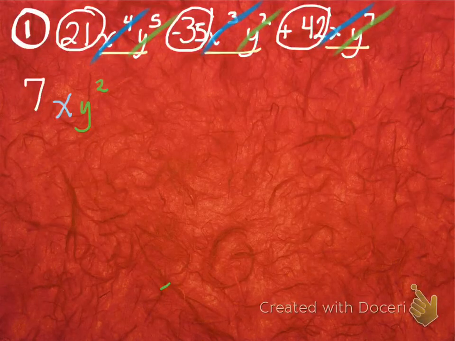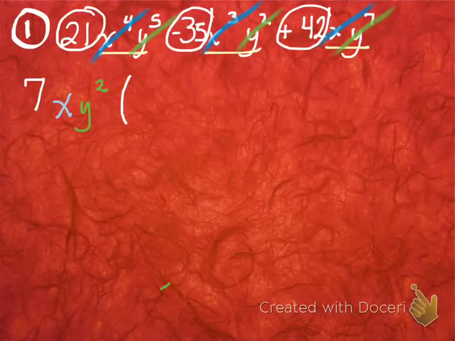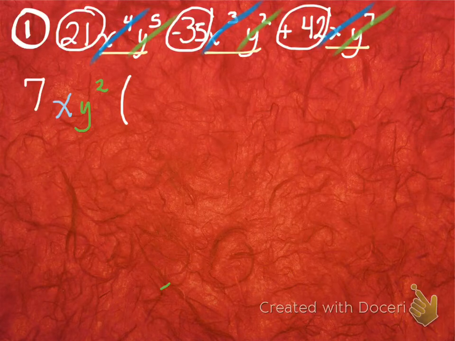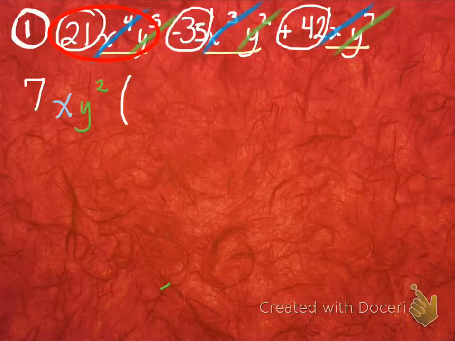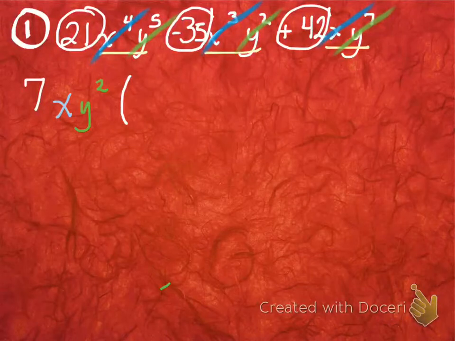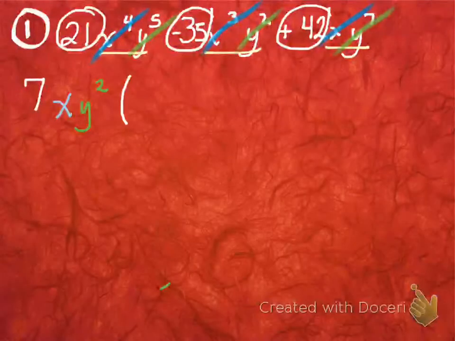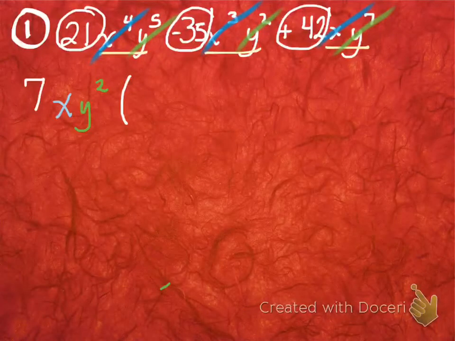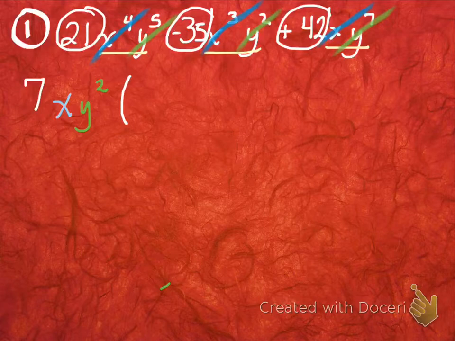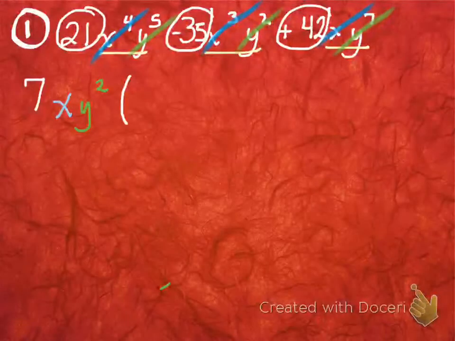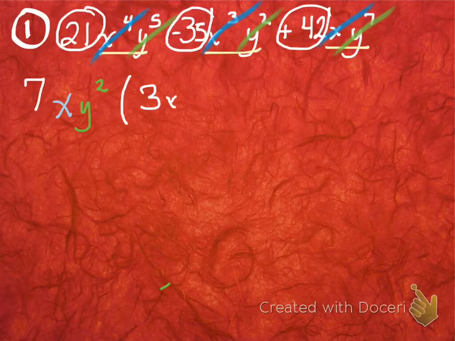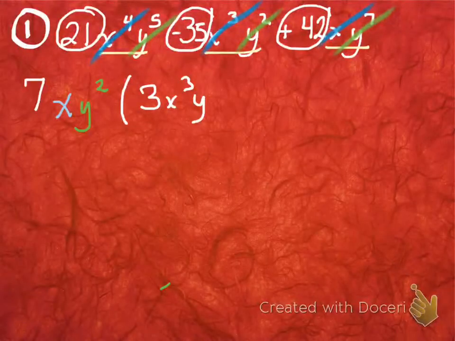When I'm factoring it out, though, I have to figure out what's left behind. So I have to go, okay, what is 21 x to the fourth, y to the fifth, divided by 7x squared? And so 21 divided by 7 is going to give me a 3. If I take out one x, that leaves me behind an x cubed. If I take out two y's, that leaves me behind y cubed.